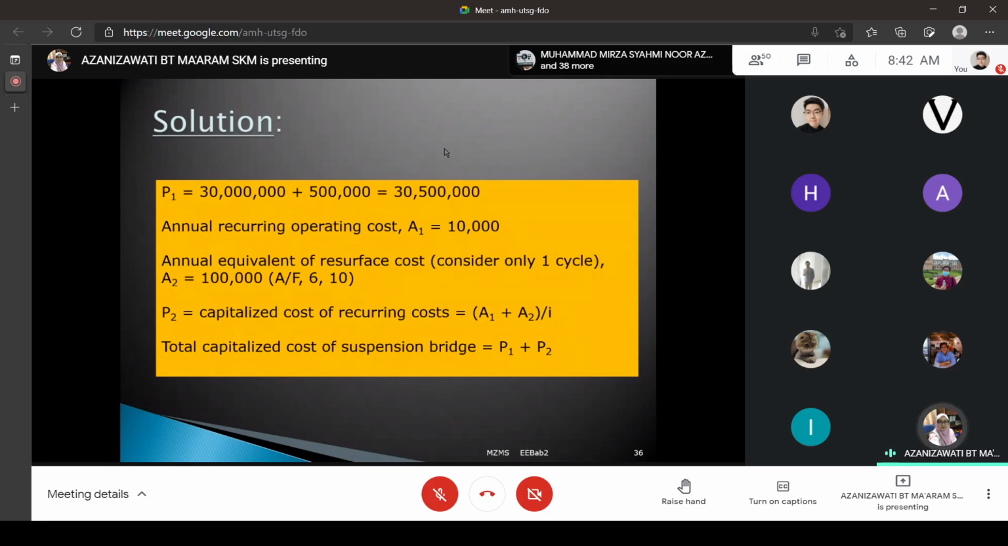Kita hanya kira A2 dengan P2. And then you calculate P1 plus P2.